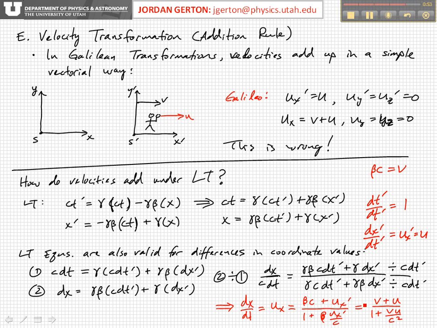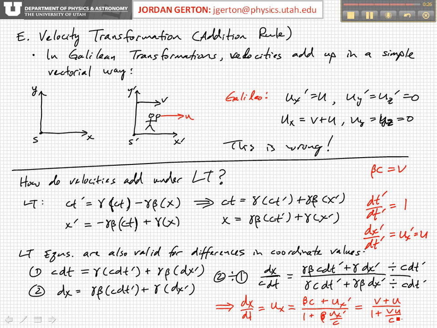So this is the correct velocity addition rule that is valid even under the Lorentz transform. So again, for an object moving to the right with velocity u in the primed frame, this is the velocity that an observer in the unprimed frame would measure. So it's just the sum of the velocities divided by this factor.